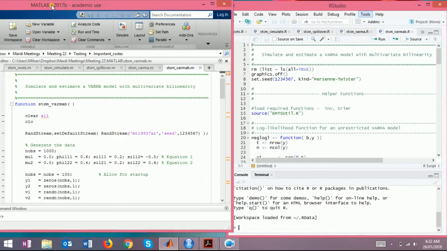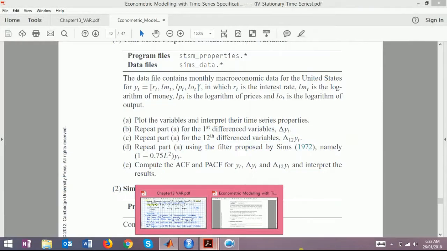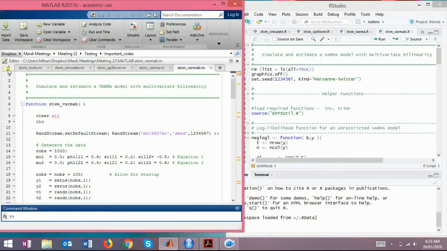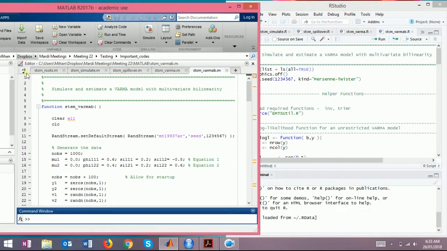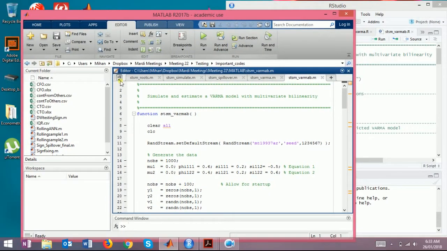So let us just find STSM properties. There's a lot of pressure on the RAM right now, that's why it's a bit slow. MATLAB is not responding. This is very tiresome. Yeah, it's coming up.